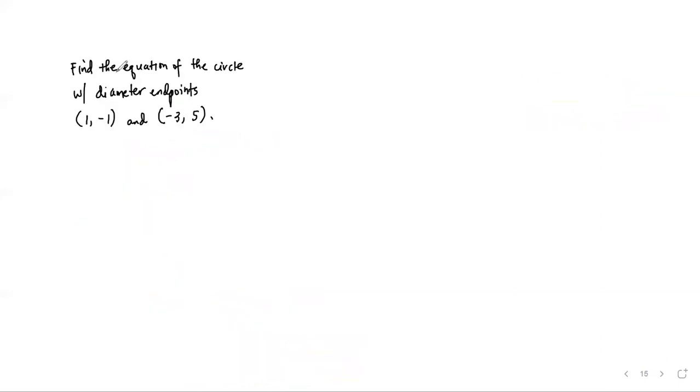And then finally, let us find the equation of the circle with diameter endpoints 1, negative 1, and negative 3, 5. So if we're given with diameter endpoints, we have to get the center of the circle by getting the midpoint of the line segment having these endpoints. Now, the midpoint of a line segment given the endpoints x1, y sub 1, and x2, y sub 2 is given by the formula x sub 1 plus x sub 2 over 2, comma, y sub 1 plus y sub 2 over 2. So since it's a midpoint, it must be an ordered pair.